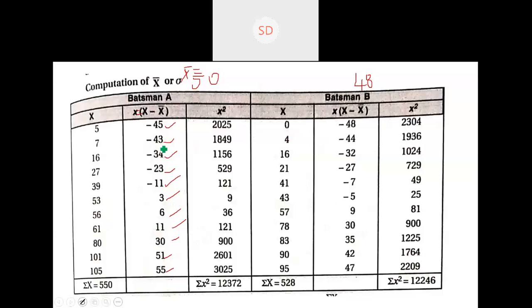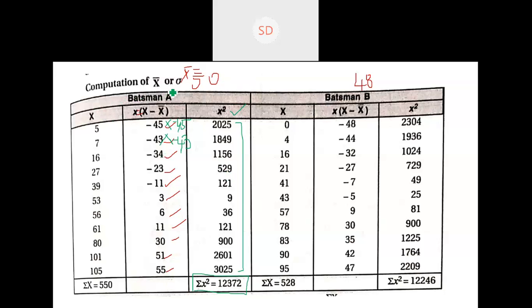Like this, we are supposed to multiply it by itself. So then we will get something called x square. So these are the numbers for x square. Now after getting x square, add all of these numbers which you see marked here in green. Add all these numbers, and you get a total of sigma x square. Okay, you get a total of sigma x square. Now this is the calculation for batsman A.